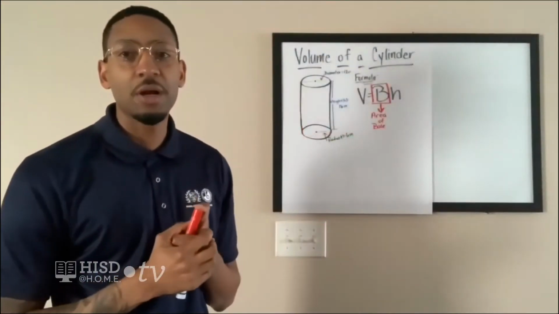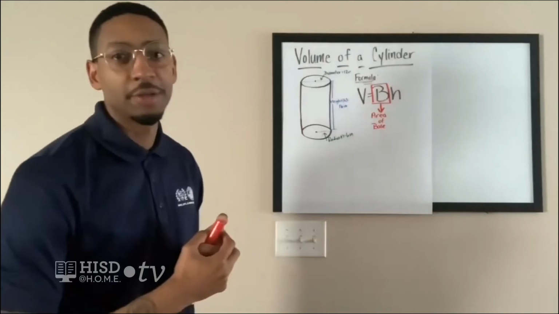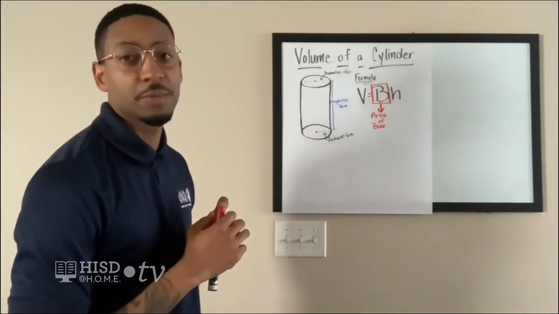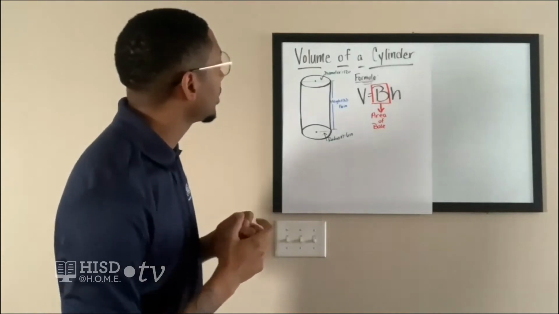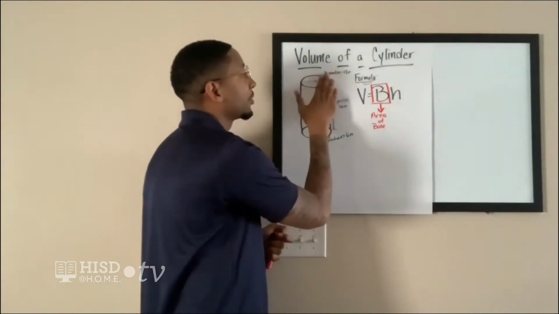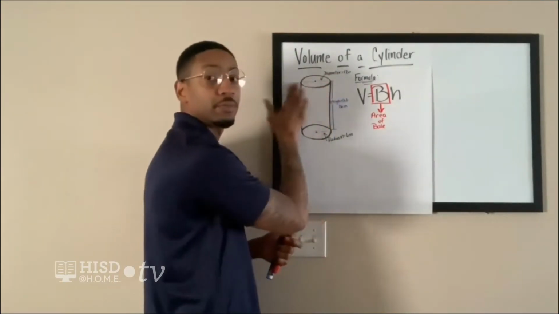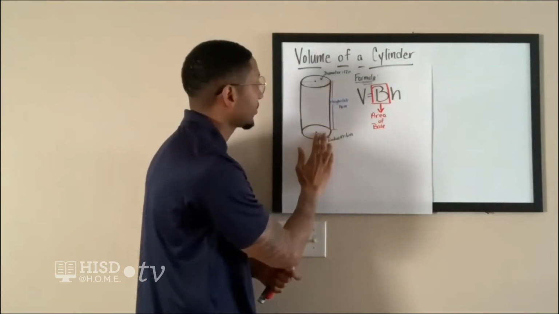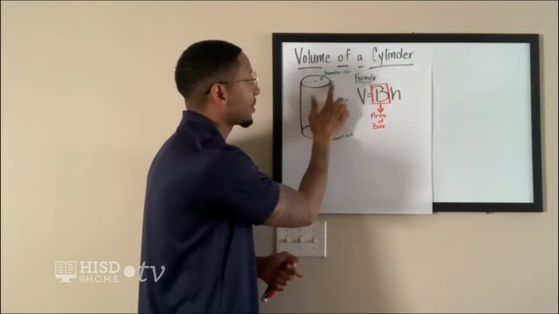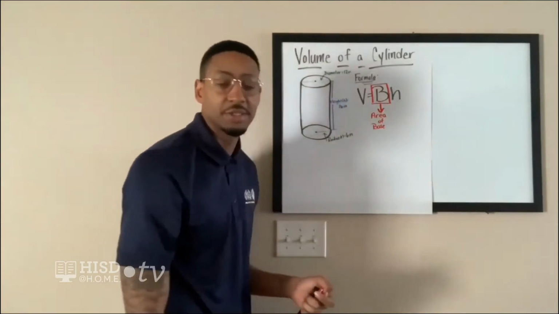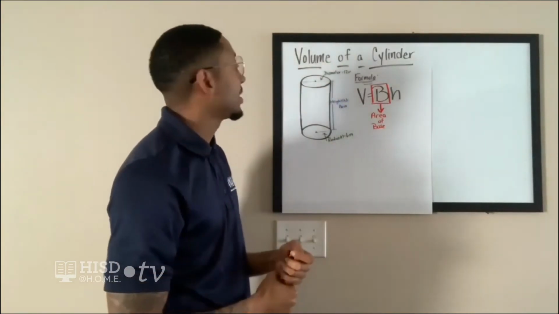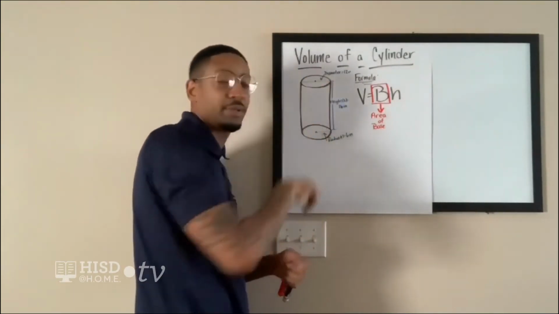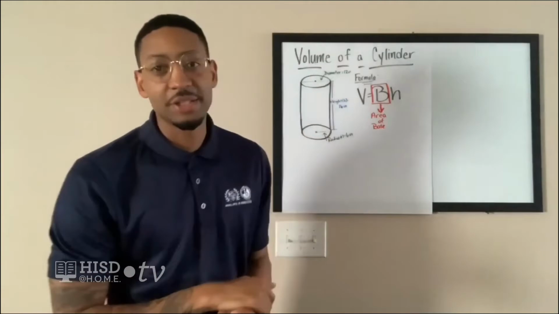So here we are. I've started my anchor chart for volume of a cylinder first. That's where we're starting. Here I have my diameter, that's 12. So if our diameter is 12, that means our radius is half the diameter, which is 6 inches. Then we have the height of the cylinder at 16 inches.